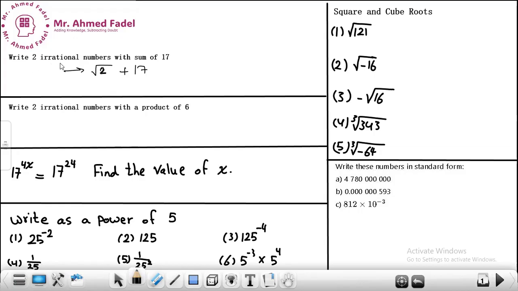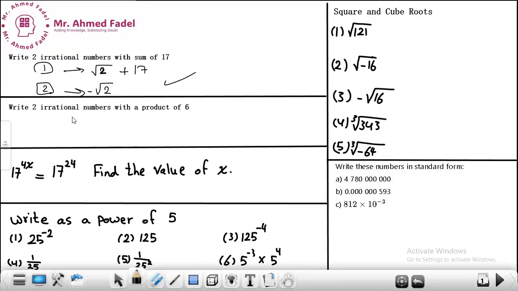So here, write two irrational numbers with a sum of 17. I'm going to write any irrational number plus 17, and this is going to be the first irrational number. The second irrational number is going to be the opposite of that irrational number, which means negative square root of 2. This way. Don't write square root of negative 2. No. It should be written exactly this way.